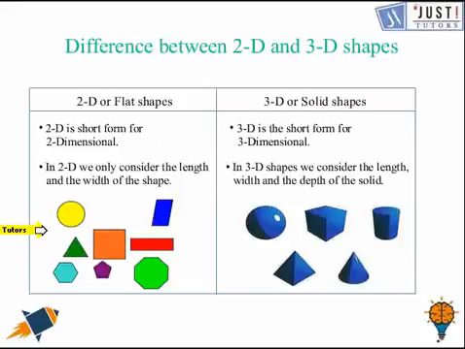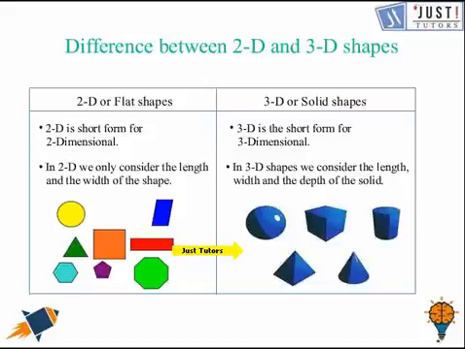These are some examples of 2D shapes, which include circle, triangle, square, rectangle, parallelogram, hexagon, pentagon, and so on. And these are some examples of 3D shapes, which include sphere, cube, cylinder, pyramid, prism, cone, cuboid, and so on. There are more 3D shapes as well as 2D shapes.